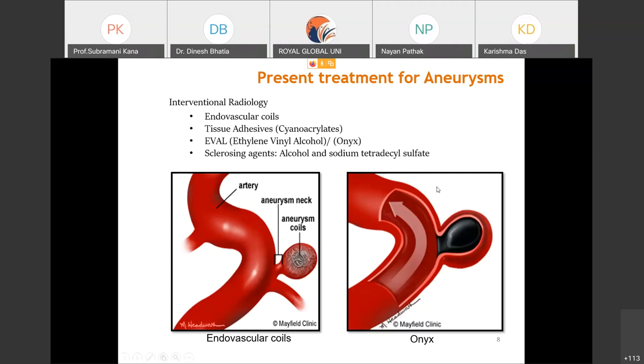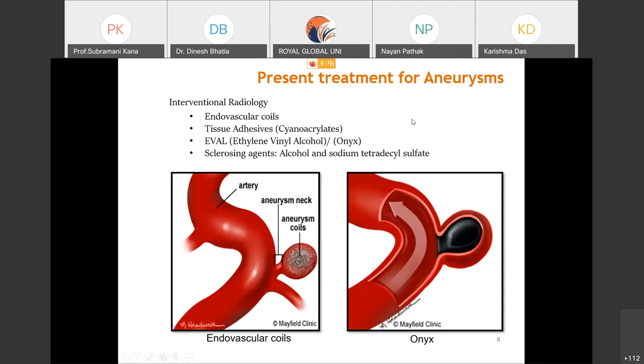Here we need to know the exact volume of that aneurysm, and we need to know the expansion rate of that particular embolic material. Otherwise, if the quantity is a little bit more, then it will go into the main line and disturb the path. Okay. This is the way it is presently treated.